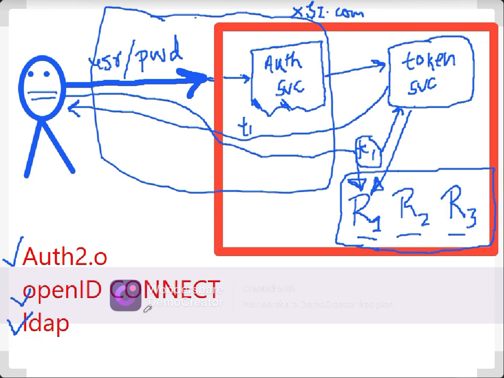We can read more about these frameworks and how they work internally. My intention in this video was to give some real life idea about authentication and authorization. In further videos we will explain more about these components and how we implement all these things.